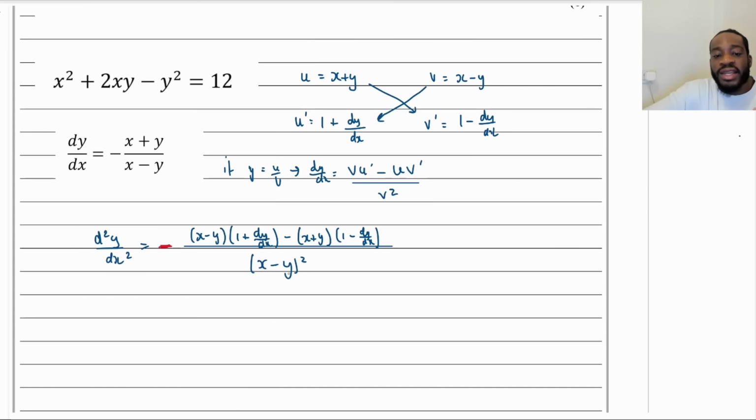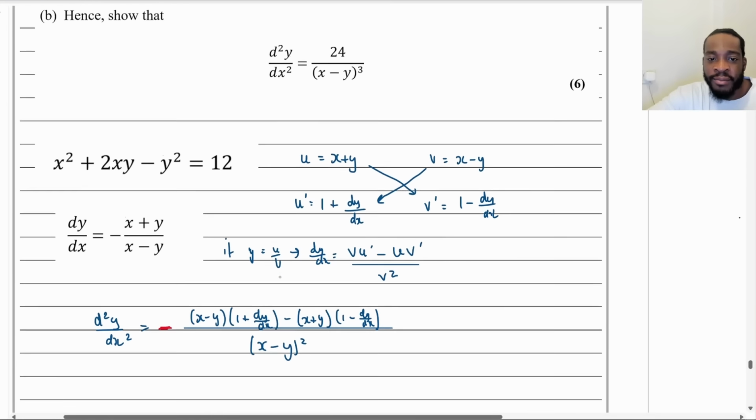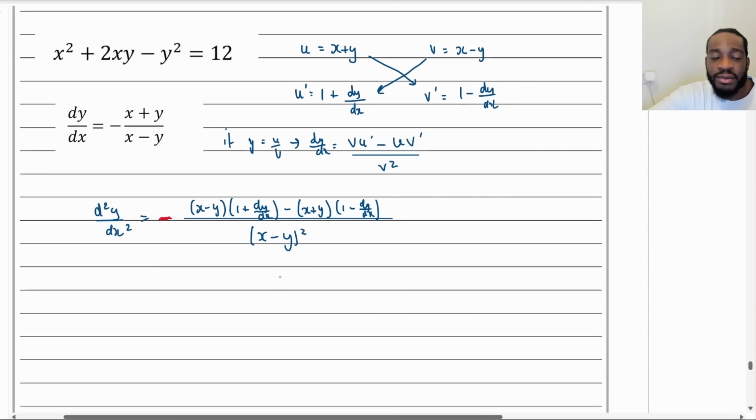This is d squared y/dx squared. Obviously, the show that has 24 over x minus y, right? Now, there's no dy/dx's in the show, that's what I mean to say. So that tells me I need to get rid of that, okay? So what I'm going to do is, remember, we know what dy/dx is. dy/dx is minus x plus y over x minus y. So I can actually compute 1 plus dy/dx and 1 minus dy/dx. I can compute them a bit more.